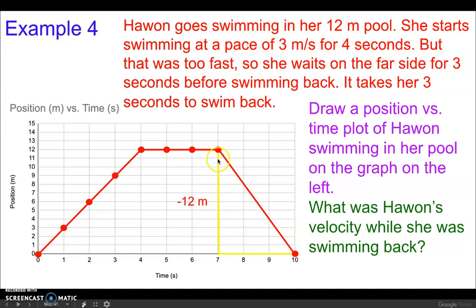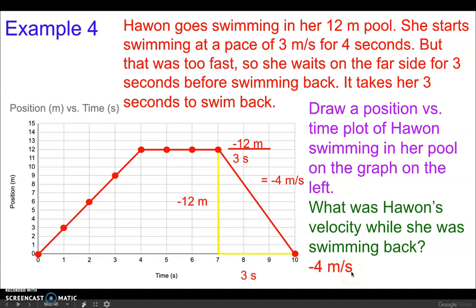So we can see that Haewon has moved back 12 meters, right? Because the other side of the pool was 12 meters away, so now she's come back to the side of the pool that she started on, so she's moving negative 12 meters. And she did that in 3 seconds. Okay, and so then if we're going to calculate the slope of this line, it's going to be negative 12 meters over 3 seconds, or negative 4 meters per second. And then what was Haewon's velocity while she was swimming back? Well, that would be negative 4 meters per second, because that's the slope of the line.